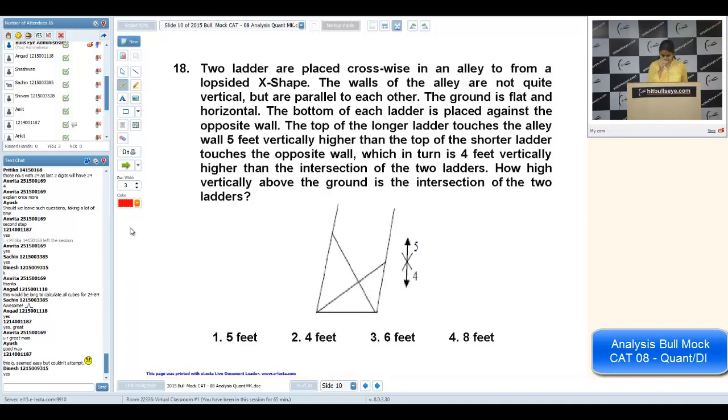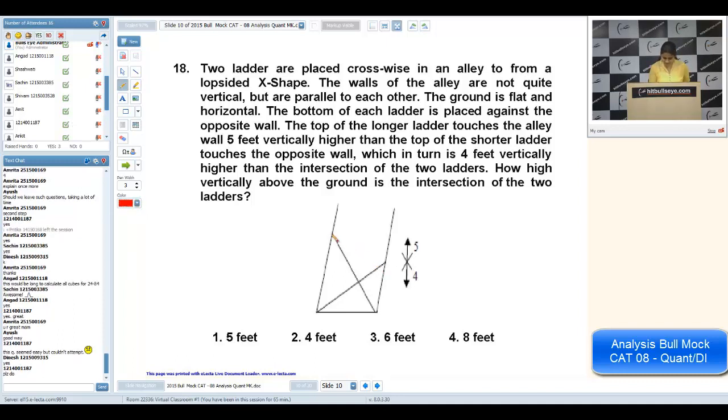Yes, okay, Dinesh. See, what is the thing given here? I'm taking the same figure. See, the distances are given, the heights are given. So this height is 5, this height is 4, and I'm taking this height as h, which is to be calculated.